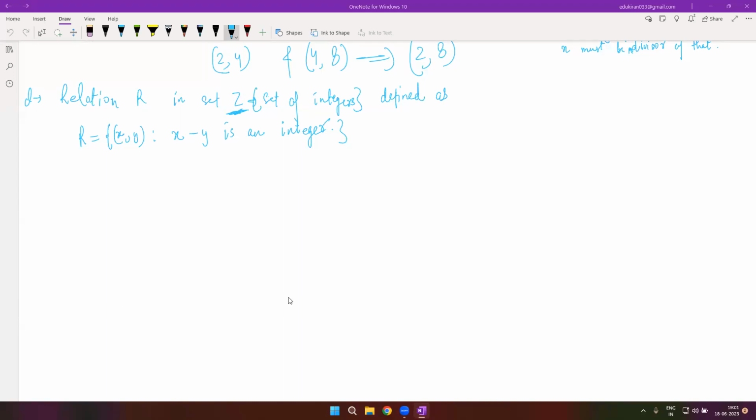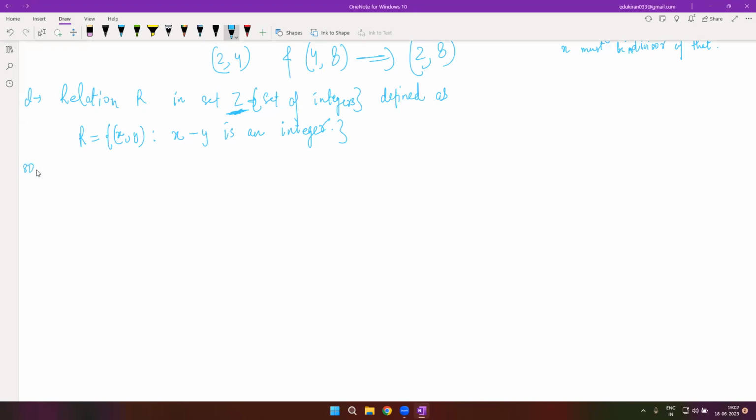Now x minus y is an integer and x and y both are integers because they are coming from set Z, capital Z, which is a set of integers, right? So with x minus y being an integer, this relation follows reflexivity, symmetricity, and transitivity. Now let's check it out with me. So first I'll check it for reflexive.